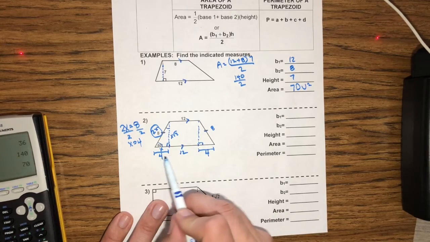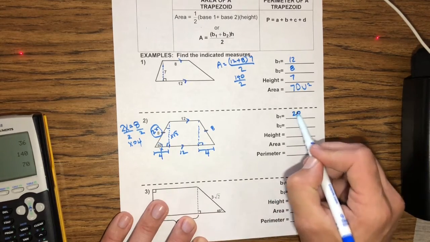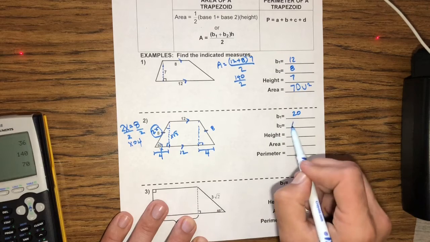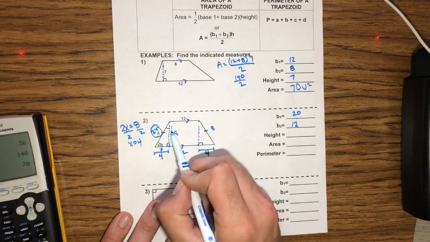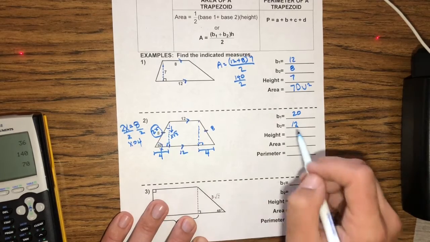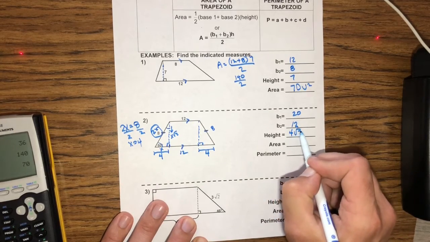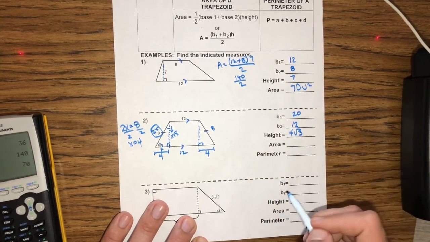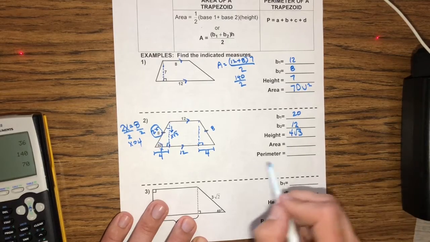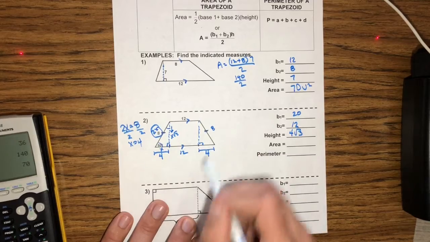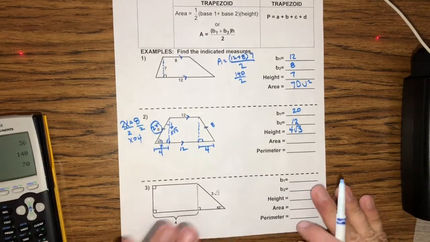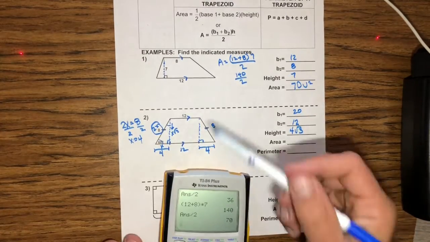Now I know that this is 4, and this is also going to be 4. So base 1, if I add this up, is 20. Base 2 is 12. I'm still missing that height, but at least I know what to plug in for x. 4 square root of 3. I have the three things that I need to find the area. And now I also know the length down here. I can add up all of these, and I could have the perimeter. So let's just do the perimeter real quick.